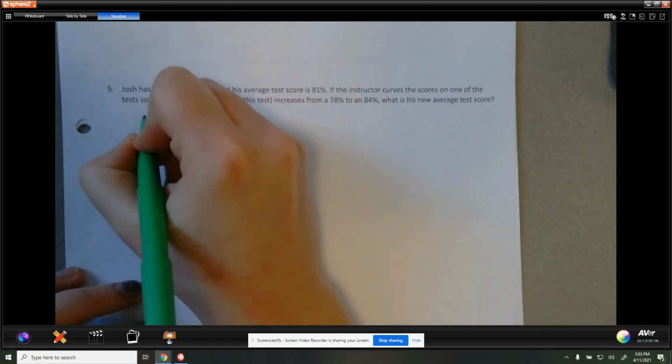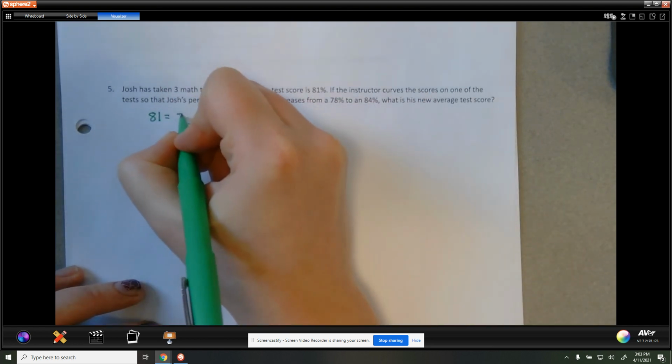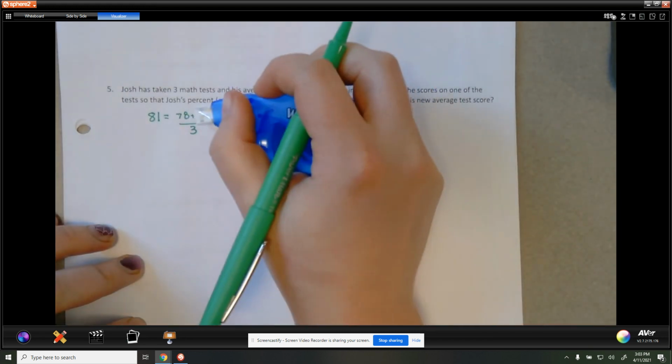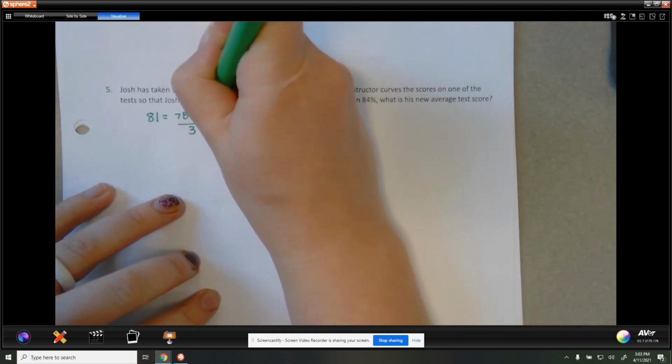Okay, so he had previously had 3 test scores that averaged to 81. So that's dividing by 3, and it used to be a 78, plus we can figure out what the other two are. 81 times 3 needs to add to 243. So that's 165 extra points to work with. I'm going to leave this as 165 for the other 2 tests.